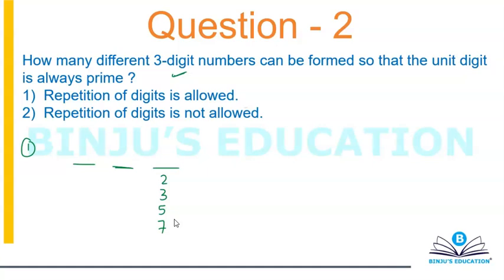Now it says that repetition is allowed, so I'm going to have 4 possibilities in the end. Now the middle position can have any of the 10 numbers 0 to 9, so that gives me 10 options. And the first position cannot have 0, but it can have any of the remaining 9 numbers. We will have a total of 360 possibilities.